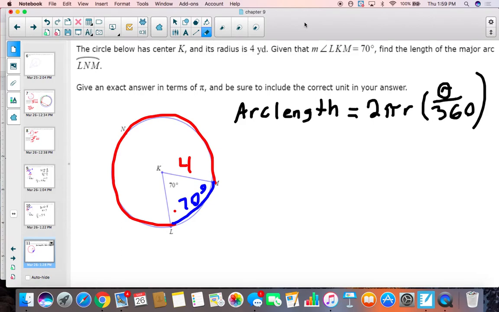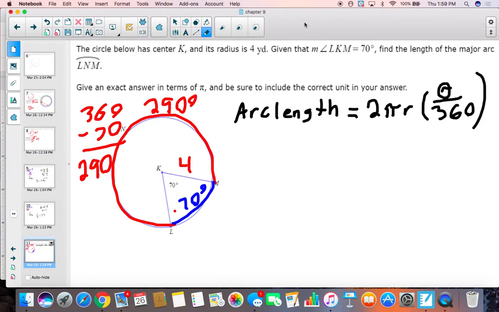Let's take 360 minus 70, and we should get 290 degrees. And that's going to be the arc section, that 290 degrees. We want to figure out how long that is going to be if we have a radius of 4 yards. So our major arc is 290 degrees.